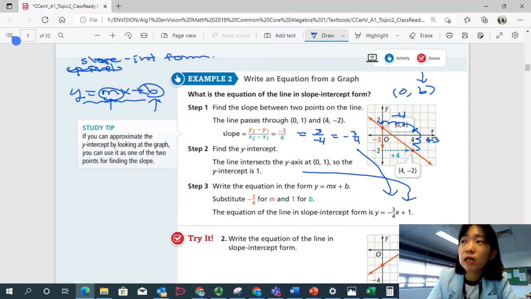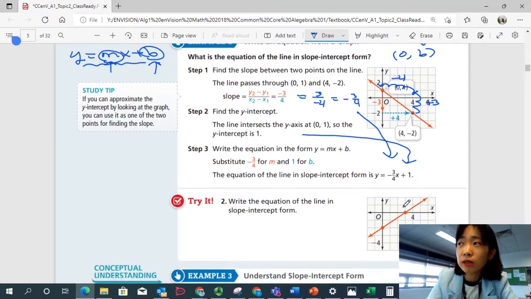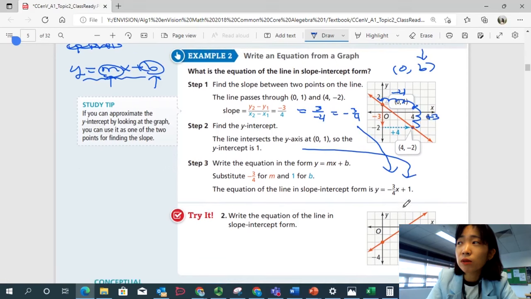Alright, now it's your turn. Try number 2. Write the equation of the line in slope-intercept form. Looking at this graph and pointing out the 2 points and labeling them, figure out the slope. And using the y-intercept, you can write the equation in slope-intercept form. Pause the video, see if you can do it by yourself. Come back when you're ready for answers.